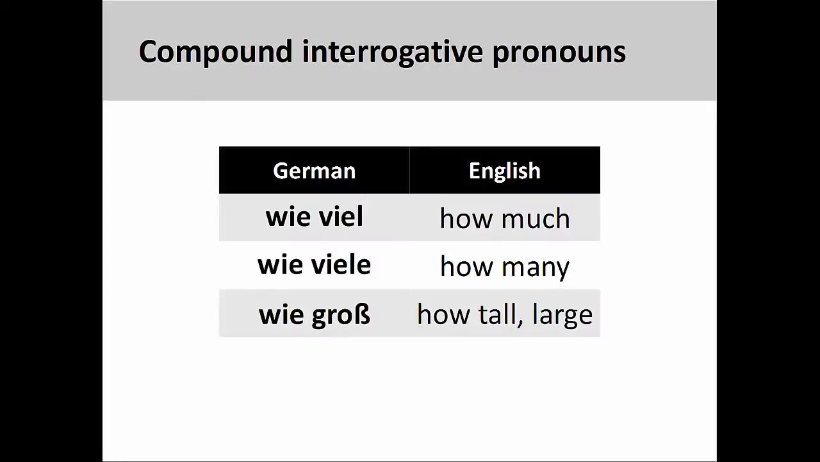Interrogative pronouns can also inquire about the quantity, number, and characteristics of a noun. Wie viel, how much, wie viele, how many, and wie groß, how tall, large. These interrogative pronouns, as you see on the screen, usually appear in compound forms. Since these pronouns appear directly before a noun, they are sometimes also called interrogative adjectives.